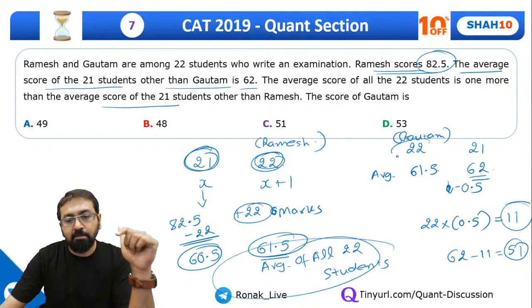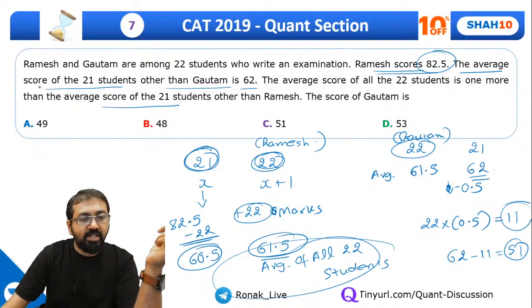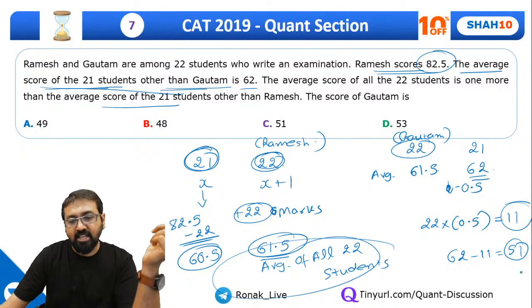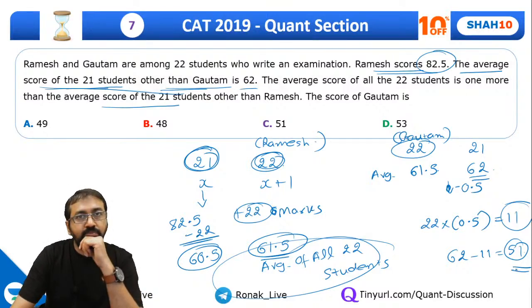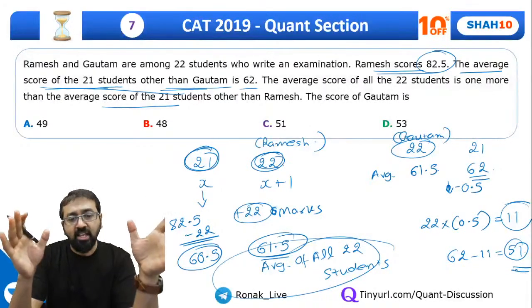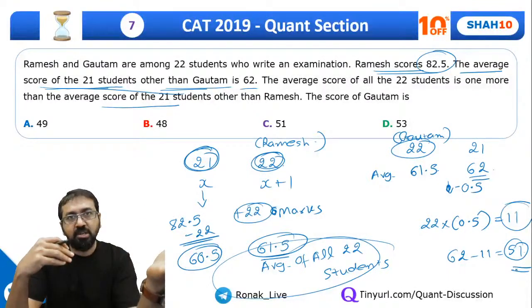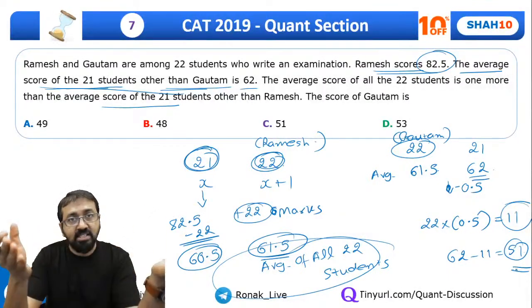Now once I have the complete class average, then I can look at the second statement. Through that I can find out Gautam's score. Can we do it this way, guys? So this is how I want you to think. Now compare this with your equation method. I am sure you will save at least 30 seconds.